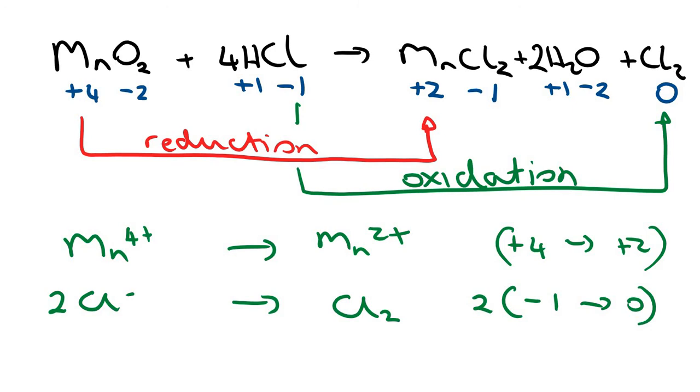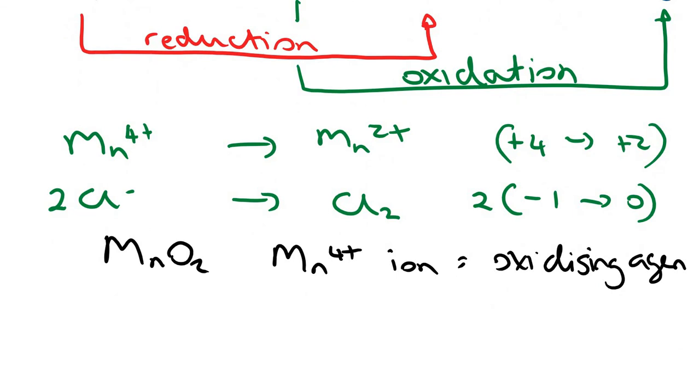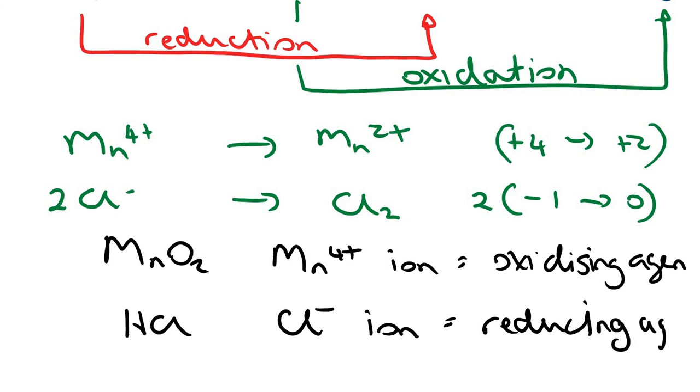A couple of other definitions that we need to go through. An oxidizing agent is a substance that brings about oxidation in other substances. So here the oxidizing agent is MnO2, or specifically the Mn4 plus ion. And the reducing agent is the substance that allows something to be reduced. So here HCl, or the Cl minus ion, is the reducing agent. Oxidizing agent is the Mn4 plus ion because it allows the chloride ion to get oxidized. Reducing agent is the Cl minus ion because it allows the Mn4 plus to get reduced.